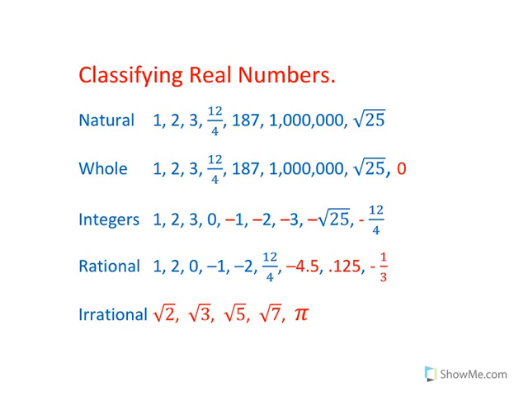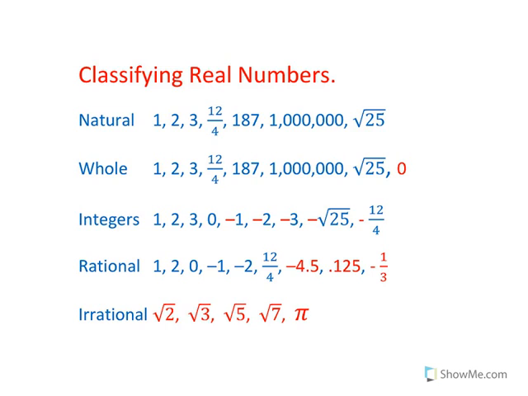Integers are whole numbers and their opposites. So we have 1, 2, 3, 0, 187, 1 million, 1 billion, 1 trillion. And they're opposites. So -1, -2, -3, negative radical 25, or the square root of 25, -12 over 4, which is equal to -3. So whole numbers and their opposites are considered integers. Then we have rational and irrational. I'm going to skip down to the irrational numbers and describe them first. And then I'm simply going to say that everything else is rational.